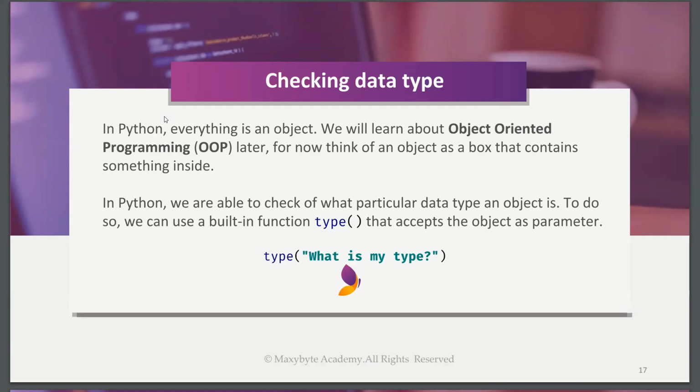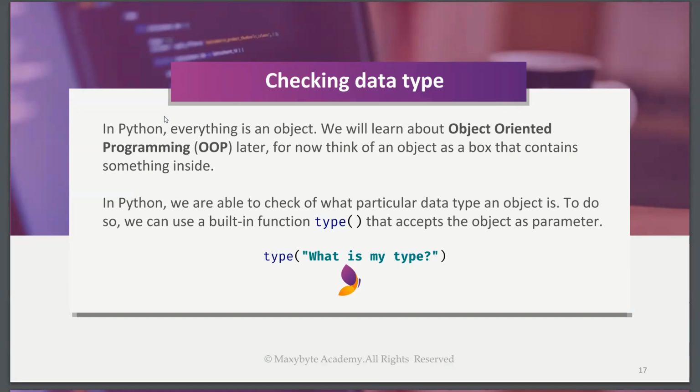We get to that point. And this is why we will be learning about object-oriented programming later. It's one of the things that we have in the agenda. So we look into object-oriented programming, why and how everything in Python becomes an object. But for now, even if you forget about that, it's totally fine. We look into that deeply as we move on. For now, think of an object as a box that contains something inside of it.